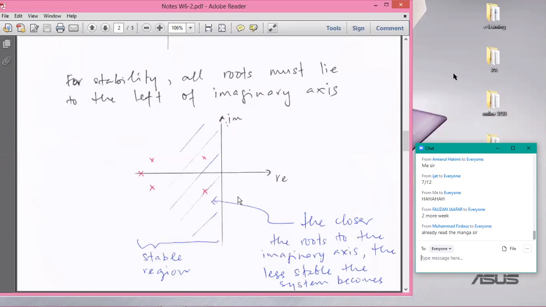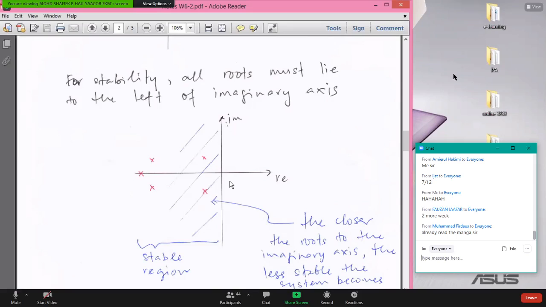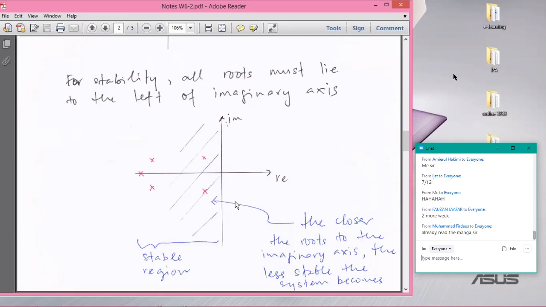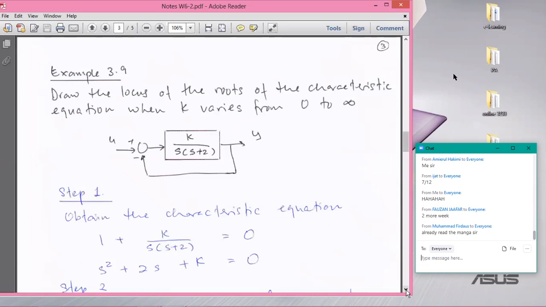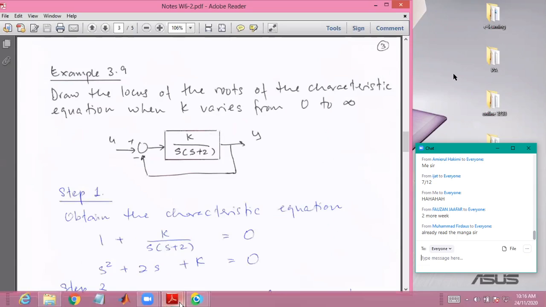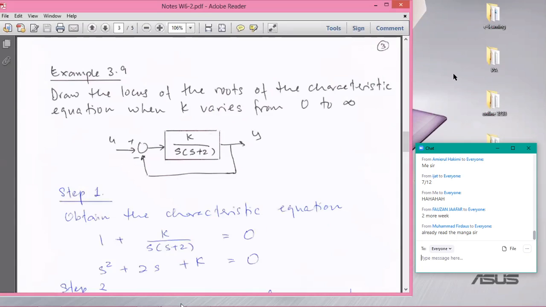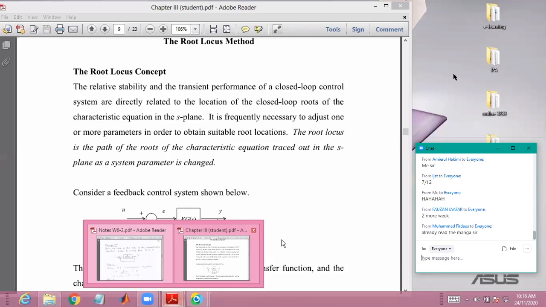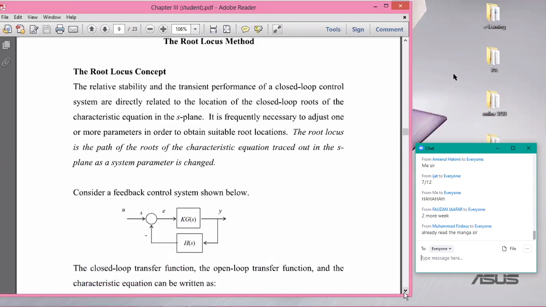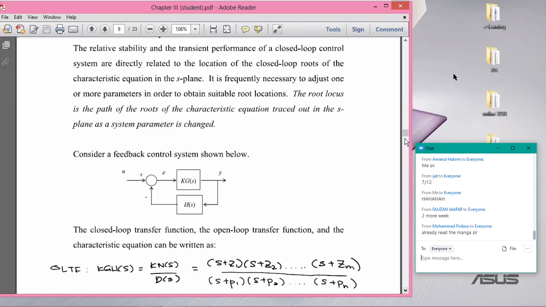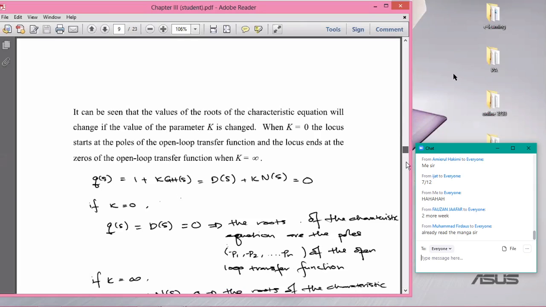So that is a brief interpretation of what the root locus diagram is going to tell us, how the system is going to behave. But the more detailed interpretation of the root locus diagram, we will save for a later date. So today we are just going to draw one simple root locus diagram, example 3.9.